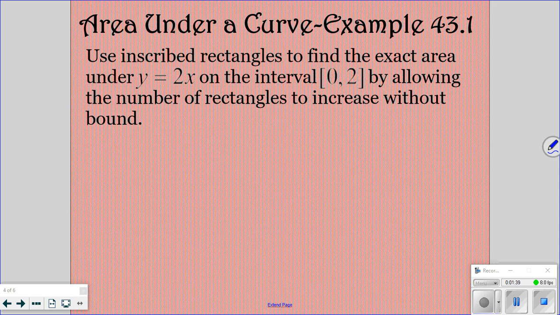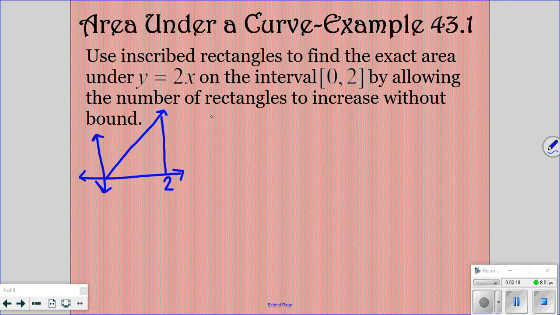So a few lessons back, lesson 39, we did left and right, upper and lower. This one is inscribed. Inscribed is the same thing as saying lower rectangles, and so we're going to do y equals 2x. That is a graph of a line, and we're going from 0 to 2. And it's not telling us n equals any number because we have to make it so that it increases to infinity.